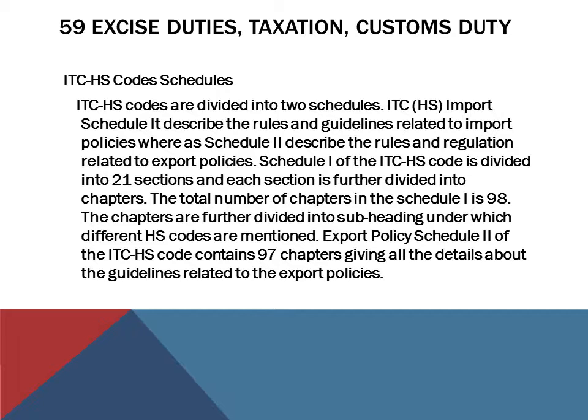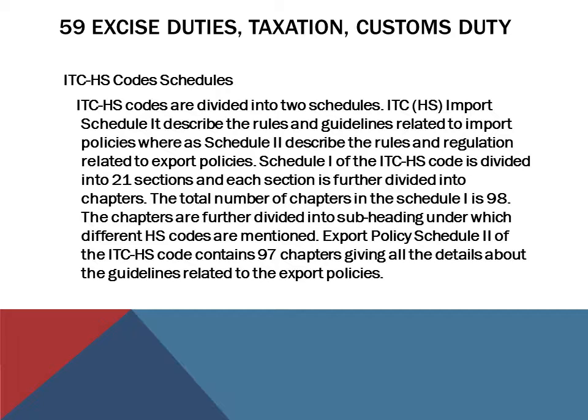Schedule 1 of the ITC-HS code is divided into 21 sections, and each section is further divided into chapters. The total number of chapters in the Schedule 1 is 98. The chapters are further divided into subheading, under which different HS codes are mentioned.